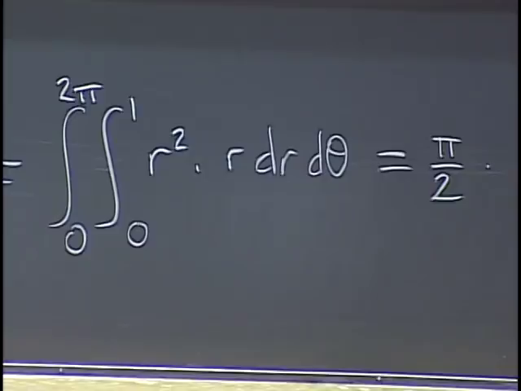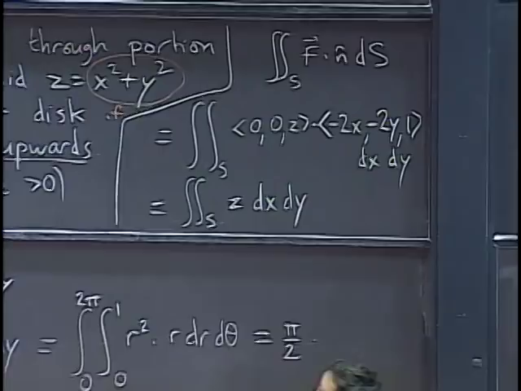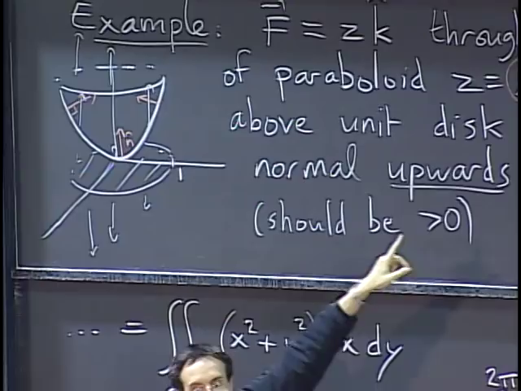Okay, how did I get this negative 2x and negative 2y? So I want to use my formula for NDS, okay? My surface is given by the graph of a function. It's the graph of the function x squared plus y squared. So I will use this formula that's up here.